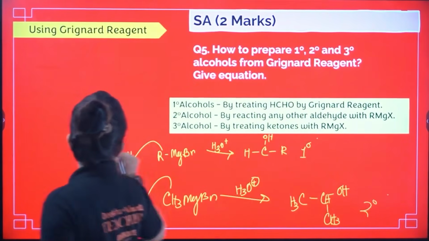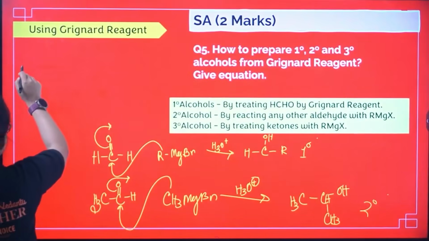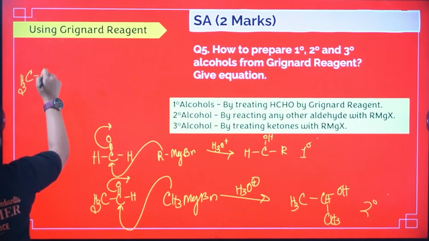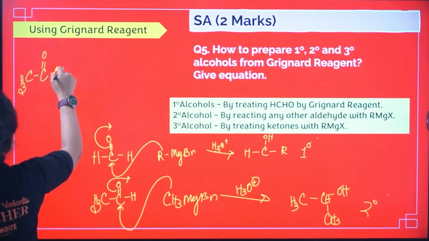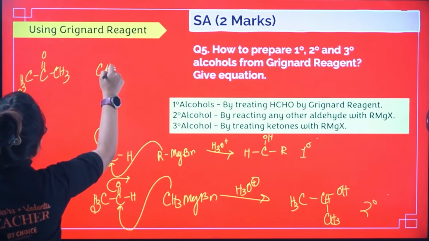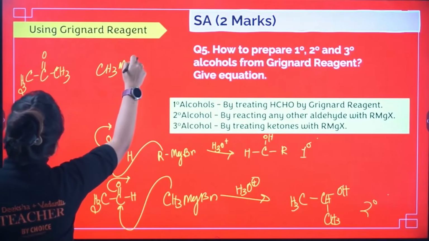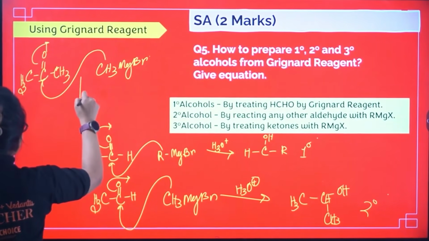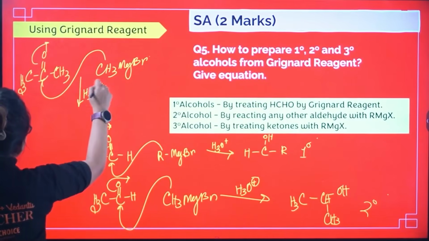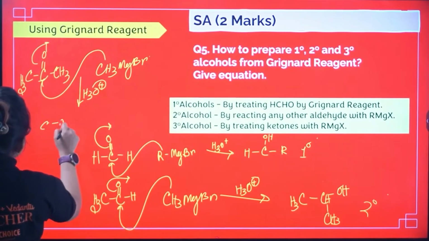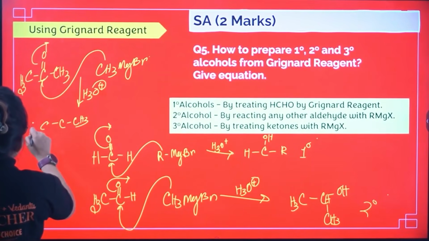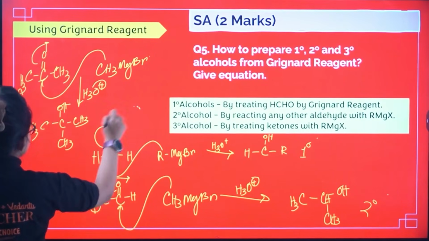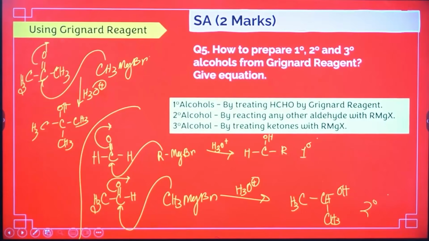Now for 3 degree, you have to treat the Grignard reagent with a ketone. So CH3, C double bond O, CH3, I am having acetone. Now let's treat it with CH3MgBr here. This CH3 will attack here, this will open up, and followed by H3O plus, you will end up with this product. Here you will get OH. I guess this is clear to you.